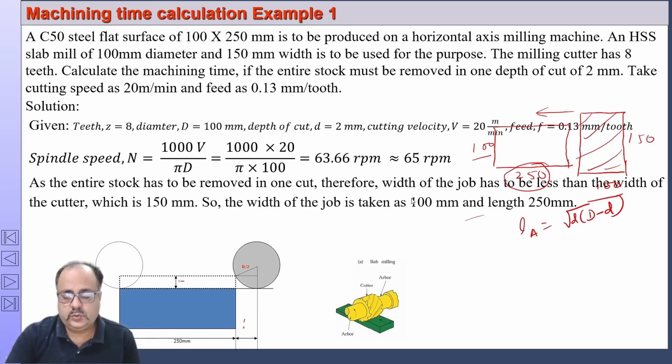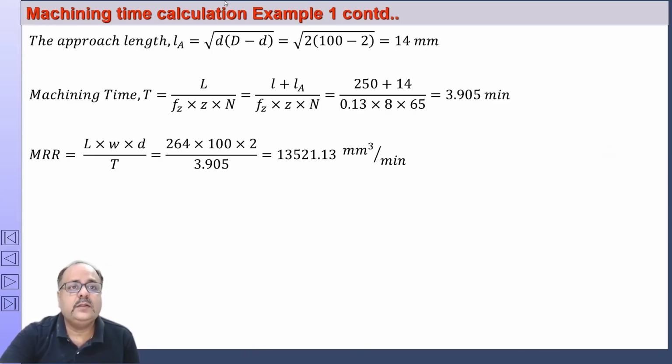Okay, so we calculate LA, which comes out to be this. The small d is 2, that is the depth of cut, and that comes out to 14 mm. So LA is 250 plus 14, which is 264. Again, FZ is given as 0.13, Z is 8, the number of teeth, and N I have calculated as 65. You can keep it 63.6, it is up to you.